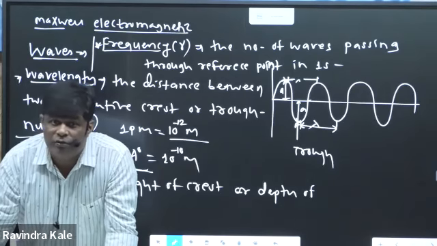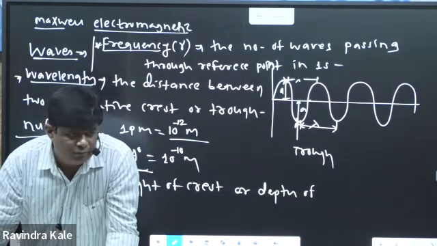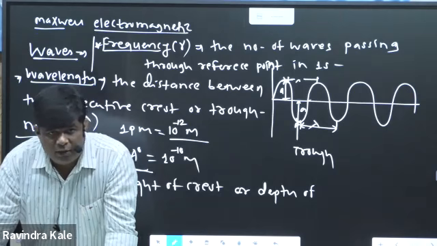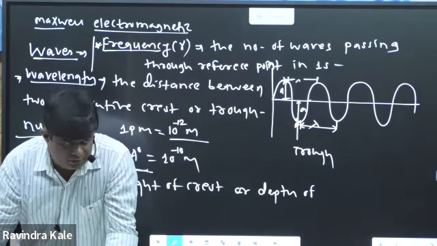What is the velocity of electromagnetic radiations? Equal to the velocity of light. What is the velocity of light? 3 × 10⁸ meter per second. And that is also the velocity of electromagnetic radiations.